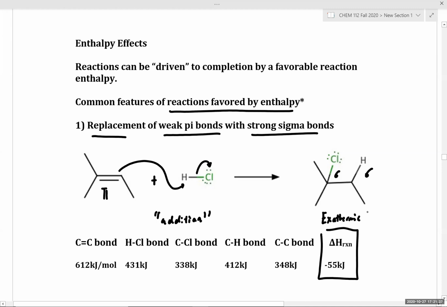This favorable reaction enthalpy in turn means that many addition reactions are quite favorable when run at low temperatures. So one of the reasons why this reaction occurs so efficiently and readily has to do with the favorable reaction enthalpy. Now, enthalpy isn't the only factor, but it can certainly help make reactions more favorable. Does this idea make sense to everyone?